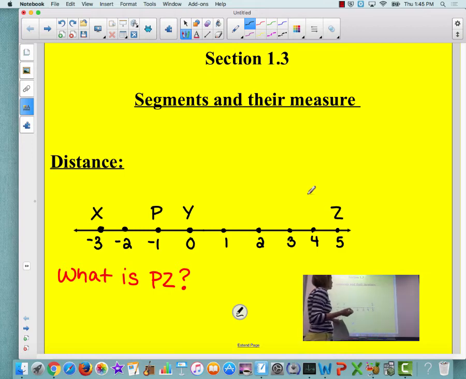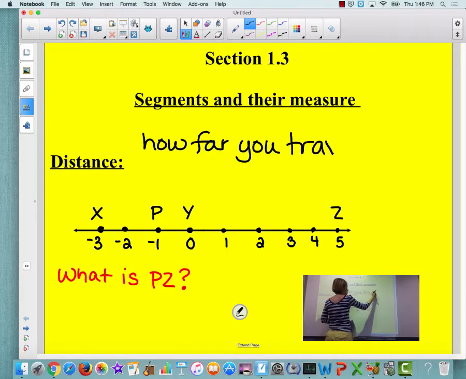Okay, so today we're going to be talking about segments and their measure. In order to do this, the first thing we need to talk about is distance. Anytime you're thinking or talking about distance, you want to know that distance is how far you travel.